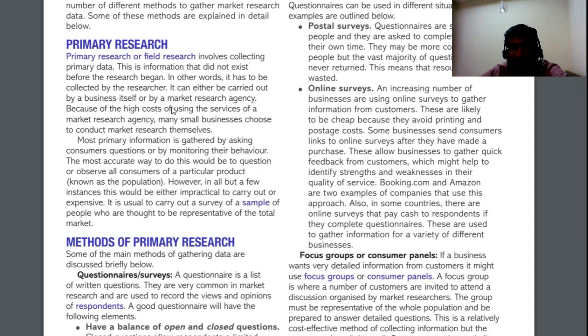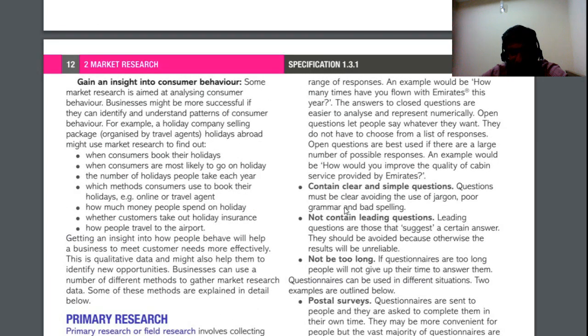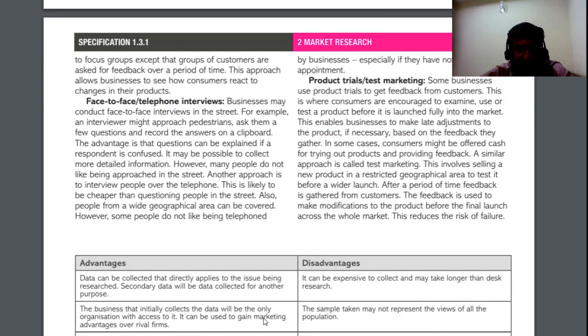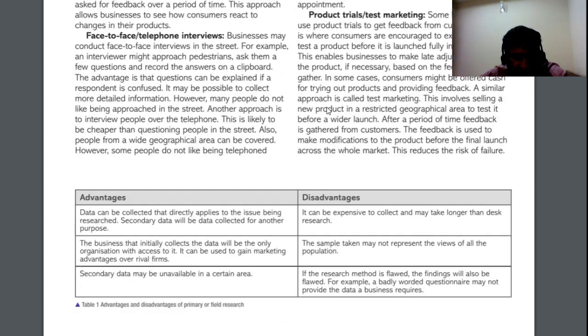Okay, so this we have discussed. You have clear and simple questions. This we'd cover in bias. A limitation of research is with sequence. It will get covered later on. Online surveys, postal surveys, focus groups, consumer panels. You can do face-to-face or telephone interviews. You can do product trials, test marketing. I think you haven't started reading this book yet? No. Okay.